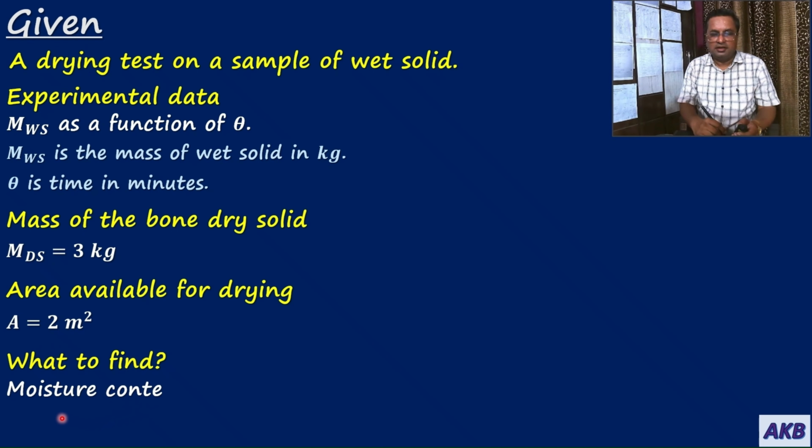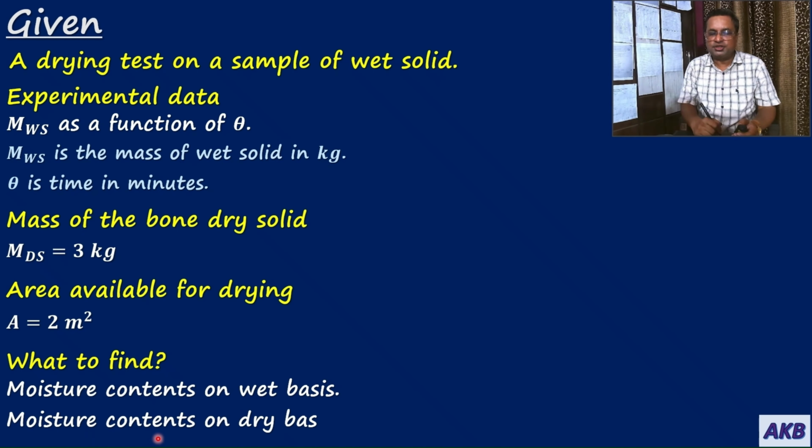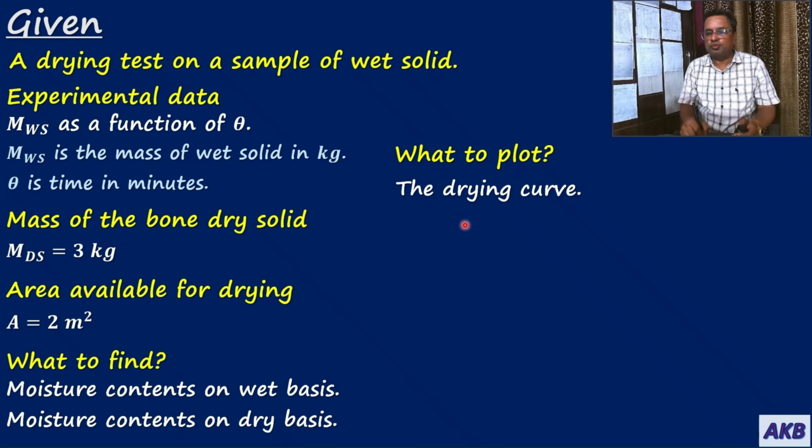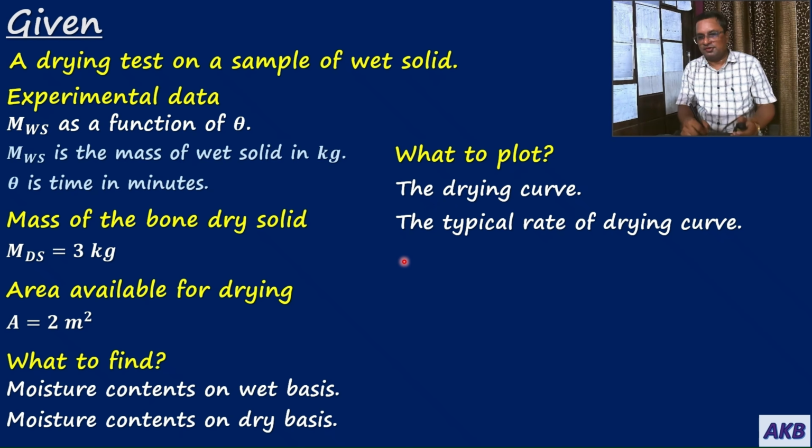And what to find? First, we have to get moisture contents on weight basis after every 10 minutes. And then we have to get moisture contents on dry basis after every 10 minutes. Then what are we supposed to plot? First, we have to plot the drying curve, and then we have to plot the typical rate of drying curve. So this is the given information. Now let us move ahead.